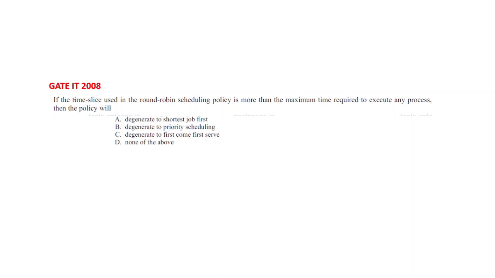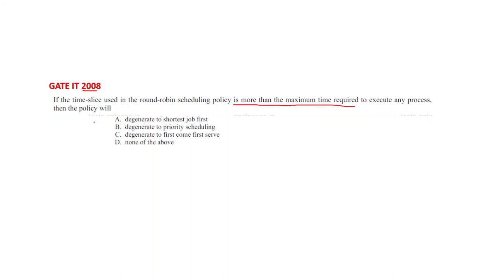So this was asked in GATE 2000 IT, where it said that if the time slice used in round robin scheduling is more than the maximum time required to execute any process, then the policy will, these are the four options: degenerate to SJF or shortest job first, degenerate to priority scheduling, degenerate to first come first served, or none of the above.